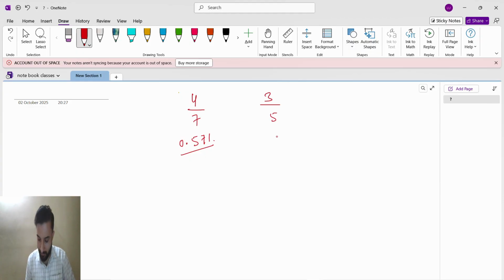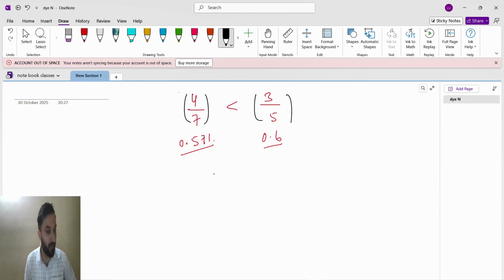0.571, and this is what? This is 3 divided by 5, 0.6. Obviously 0.6 is greater, and this is smaller. So you can do it like that with the help of your calculator. Now same here, guys, the question is like this. See, this is like a normal fraction. To find with a normal fraction we are able to do it.